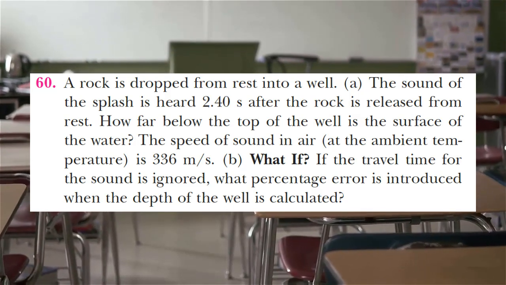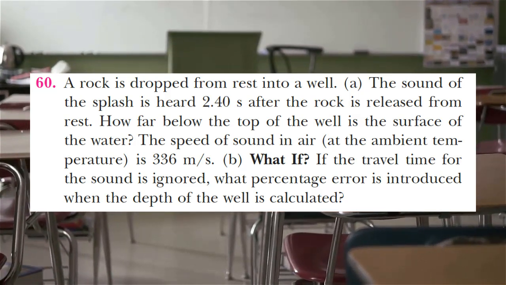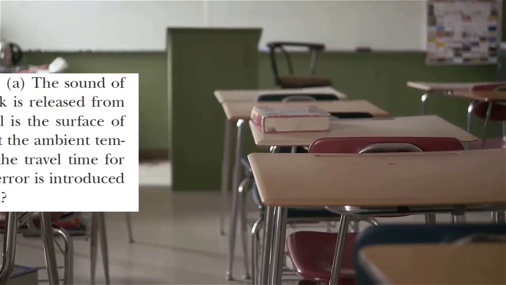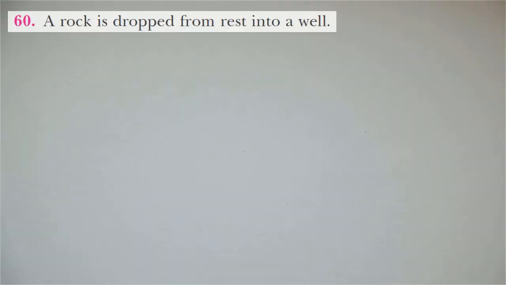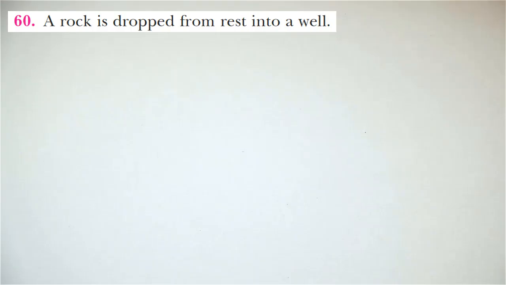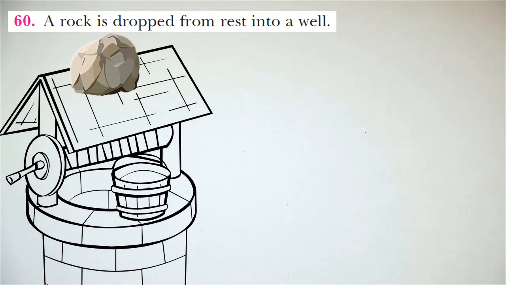Hey guys, so today we're going to be going over number 60 in the Physics C book from chapter 2. A rock is dropped from rest into a well. We've got a rock, we've got our well, and it's going to go straight down. This is also going to be one-dimensional motion.